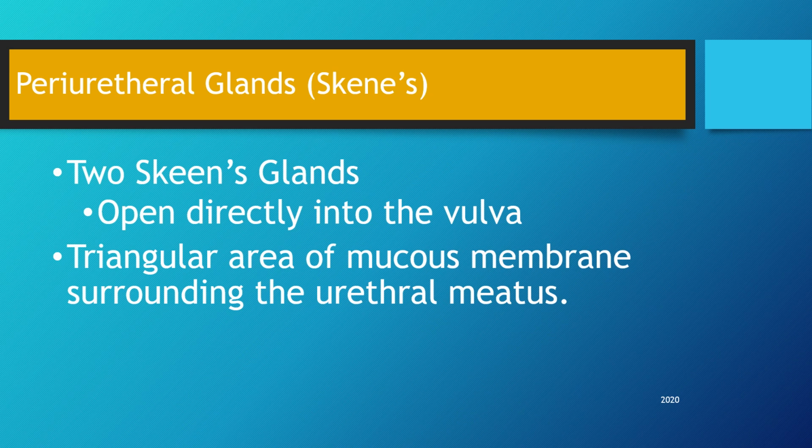Skene's glands are tiny, clustered periurethral organs, the ducts of which open laterally and posteriorly to the urethral orifice. The Skene's glands, which release mucus, form a triangular area of mucous membrane surrounding the urethral meatus from the clitoral glands to the vaginal upper rim.